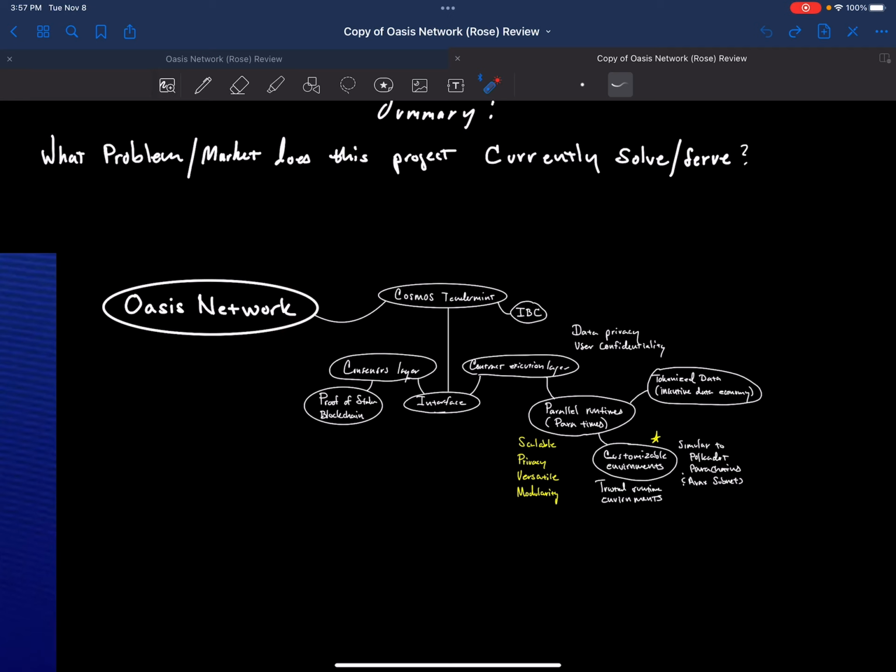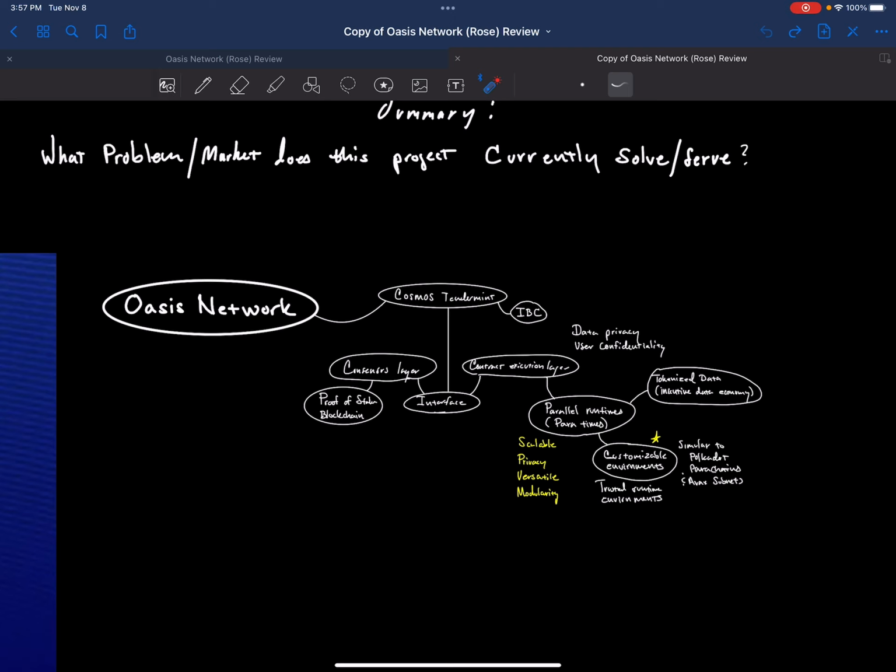It's a general L1 trust environment, but it's very similar to Polkadot, and it's very similar to AVAX in that it has parallelization and it has somewhat like parallel chains. So I'll get into that. So it's the Oasis Network. It runs on the Cosmos Tendermint inter-blockchain communication. This means it should have interoperability with that Cosmos Tendermint consensus layer.